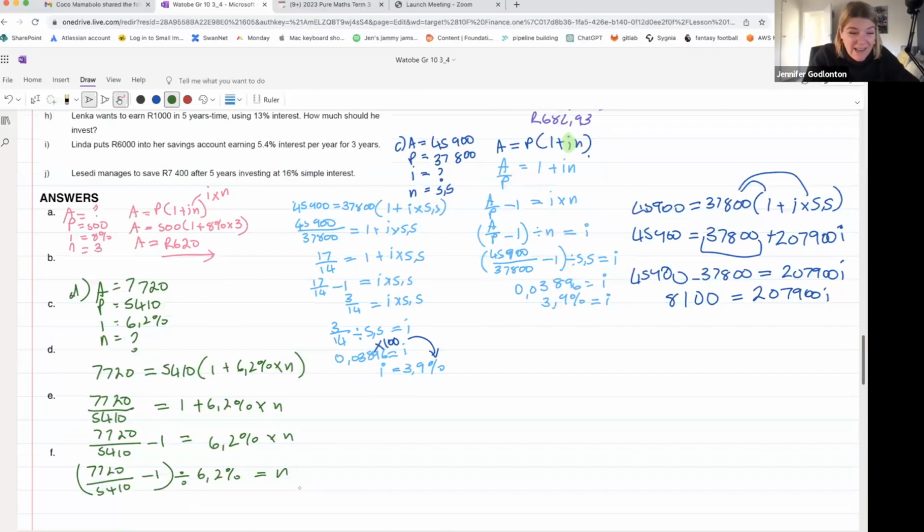The fun thing with financial maths is once you've done all the hard work, you can literally just pop it into your calculator and it gives you your glorious answer, which is just so much fun. Minus 1 divided by 6.2%, and we get N is equal to 6.89 years. If they wanted you to round it off to a whole year, it would have to take them 7 years, because they would need 7 years in order to get to that amount. If it needed whole years, they wouldn't get to the amount in 6.